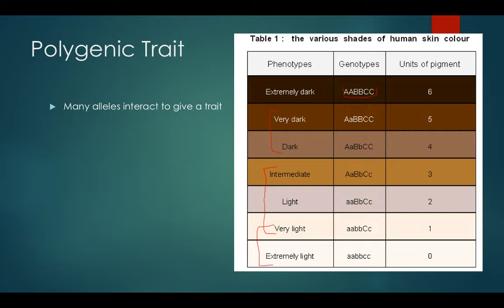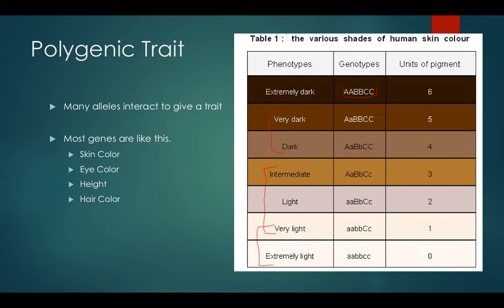So height is another great example. Height is polygenic. So if you have two people who are tall get married, well, it just depends upon which combination of alleles they have. It can get kind of complicated. Like I said, most of these genes are this way.